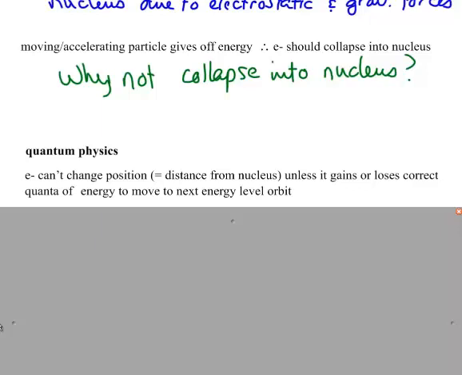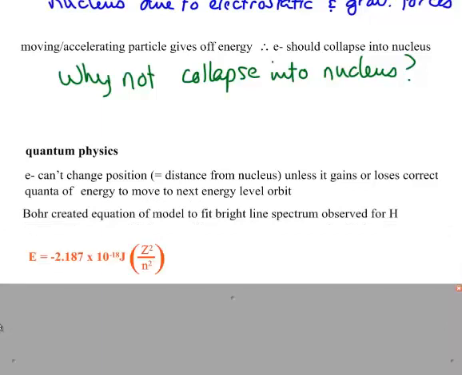And what Bohr created was an equation that helped to explain mathematically the bright line spectrum that he saw for hydrogen. And this is the equation that he created, E for energy. This is the energy of a photon, and each photon is produced by the motion of one electron. So he came up with this constant, 2.187 times 10 to the negative 18 joules.